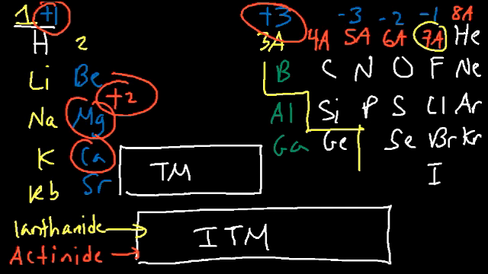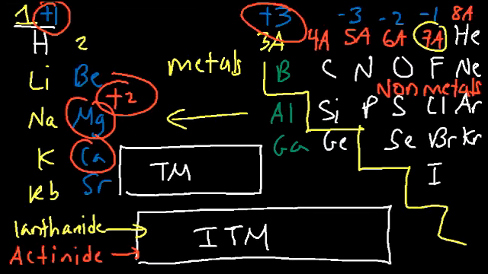So to the left of that line, you have the metals, and to the right, you have the nonmetals. Metals conduct electricity. They conduct both heat and electricity. Nonmetals do not conduct heat and electricity. Metals are shiny, and they have a luster to them. Nonmetals are brittle and dull. They lack that shiny luster that a metal has.